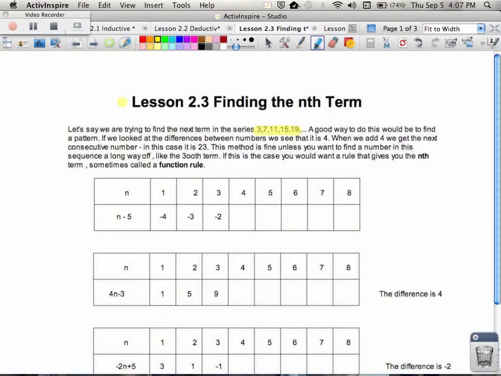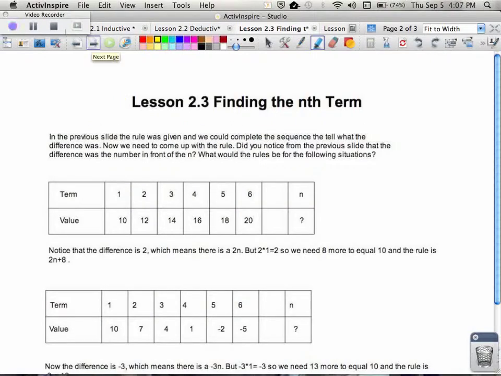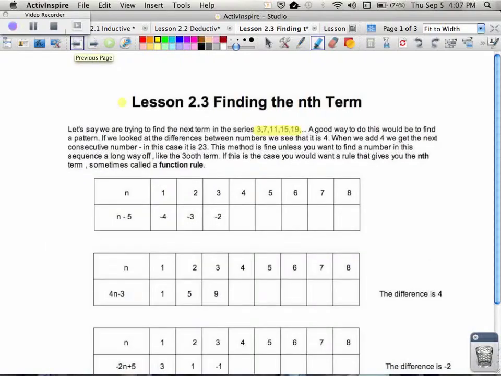In that case, you want to come up with a rule that gives you that nth term. Sometimes it's called a function rule. And we're going to talk about how to do that in the next slide, slide number 2. So in this first slide, I just want to show you how the pattern works.